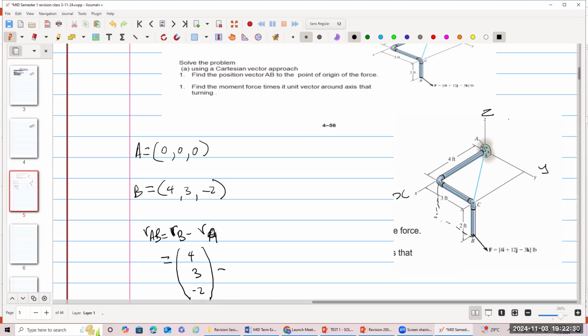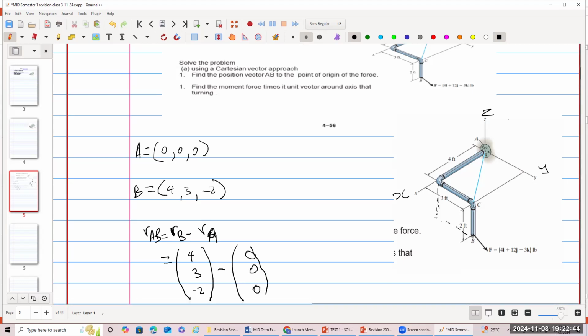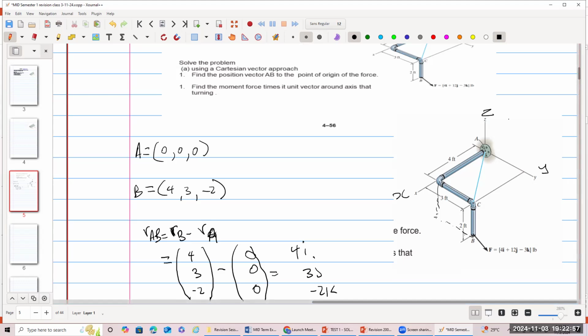I tend to write it this way to make sure that people don't make any mistake. If you can do it mentally, fine with me. The fact is, RA is 0, 0, 0 in this case, so technically B is really RAB. So it is 4i, 3j, minus 2k. Everybody agree with that?